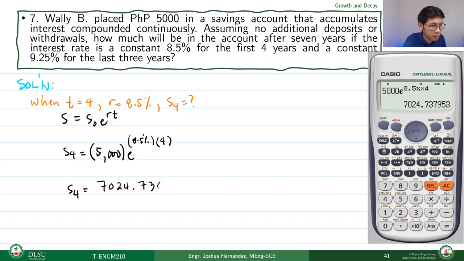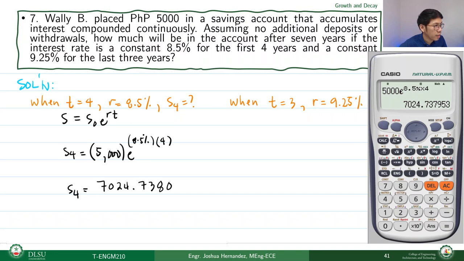7,024.7379 or 80. Now, when t is equal to 3, ito yung last remaining 3 years. So, makikarry out yung value nitong 7,000. Ito yung gagamitin natin, S. When t is equal to 3, the new rate is 9.25%. The S is equal to yung S4.